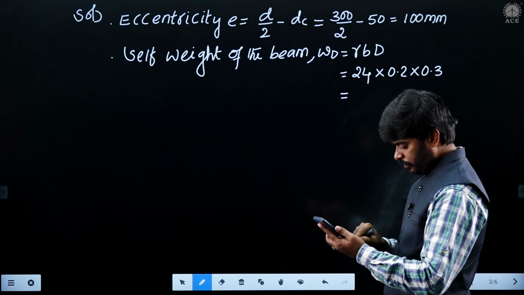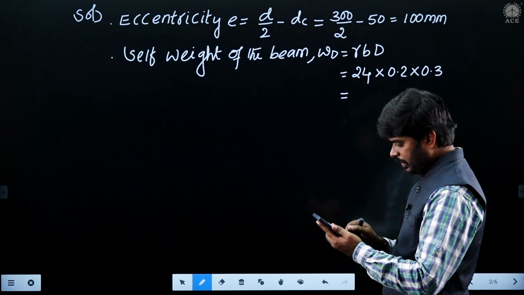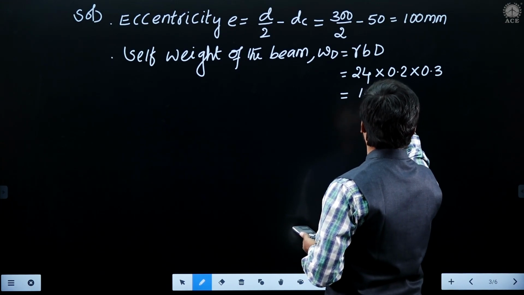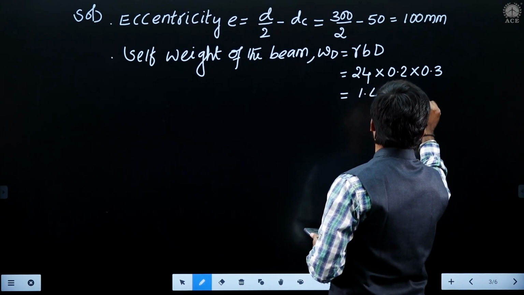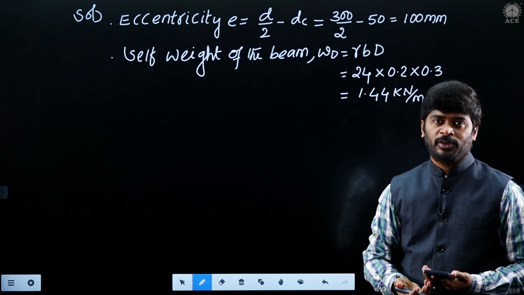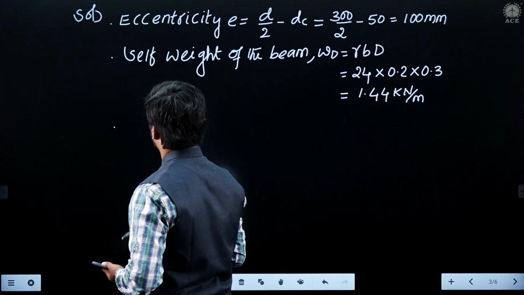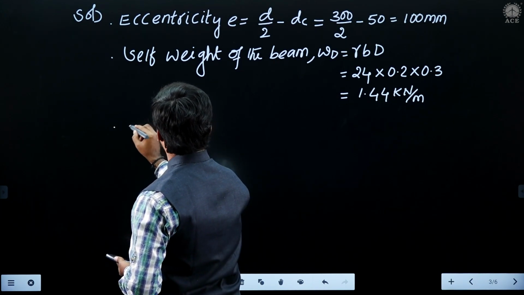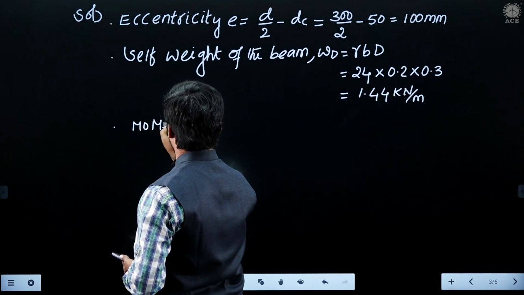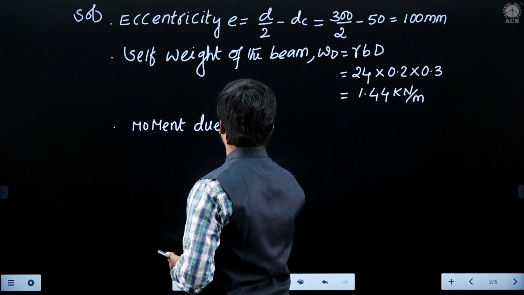24 into 0.2 into 0.3. I am getting 1.44 kilonewton per meter. The self weight of the beam will act like a UDL, uniformly distributed load. Okay, point number 2, that is the moment due to self weight.